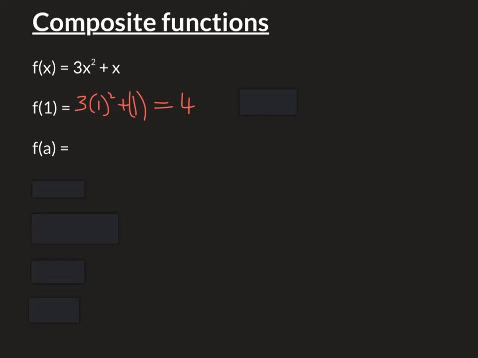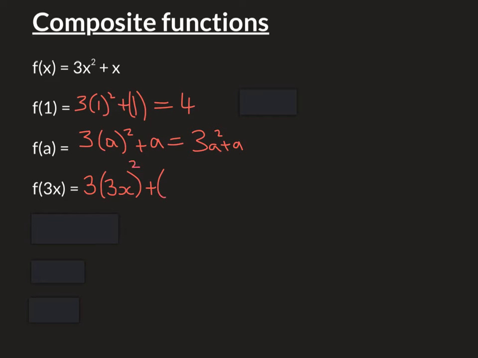F of a, so I'm just replacing all the x's with a. So it's just 3a squared plus a. Doesn't really do much, does it? F of 3x. So again, every x that there is in the original function, I'm going to replace it with what's in that bracket. So I'm replacing with 3x. And I've got, well, that should be squared, and 3x here. When I tidy it up, that's going to give me 27x squared plus 3x.